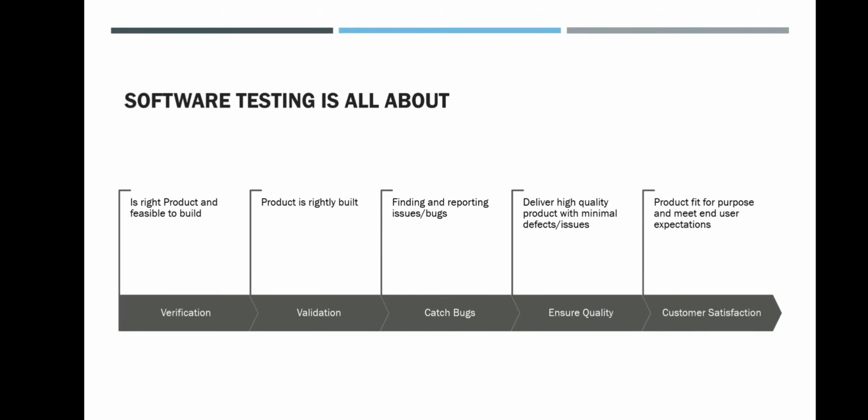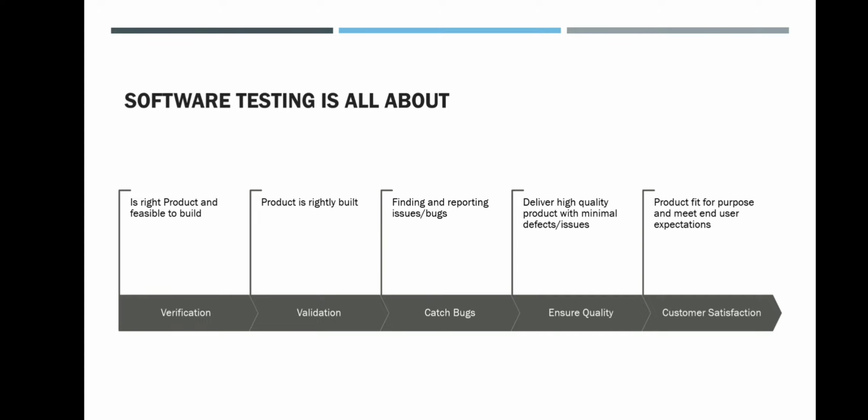So what is software testing all about? It includes these phases: verification, validation, finding the bugs, ensuring the quality, and last but not least, customer satisfaction. If the customer certifies your product, it is successful. So now let's do the verification.